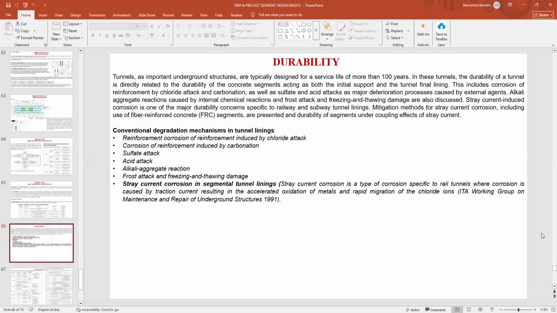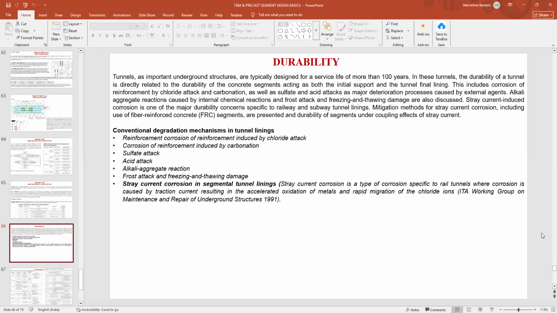The durability, as I told you earlier: all the segments are currently designed for a 100-year design life. So 100-year design life means that in the 100-year design life, if the segment is getting exposed to chloride attack, carbonation, sulfate, acid, alkali, corrosion, any type of attack, the segment thickness will not get affected. So that is my design life.